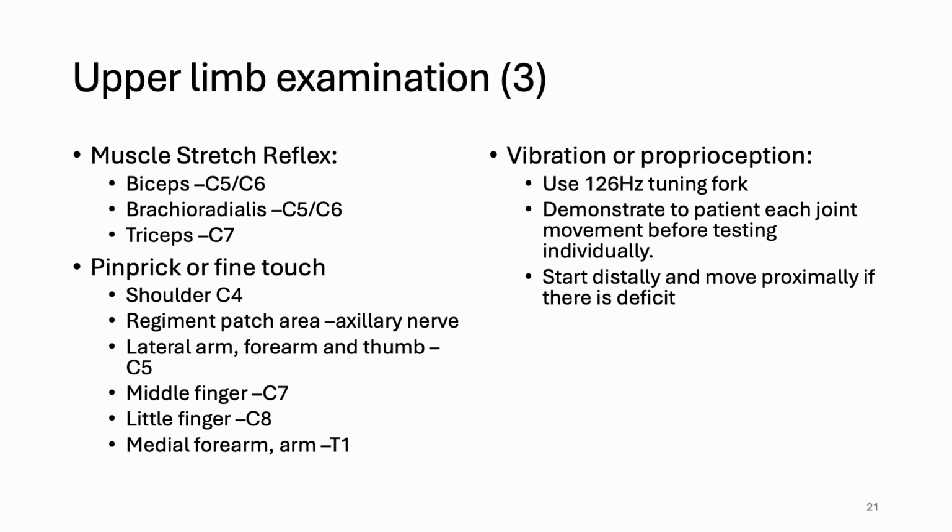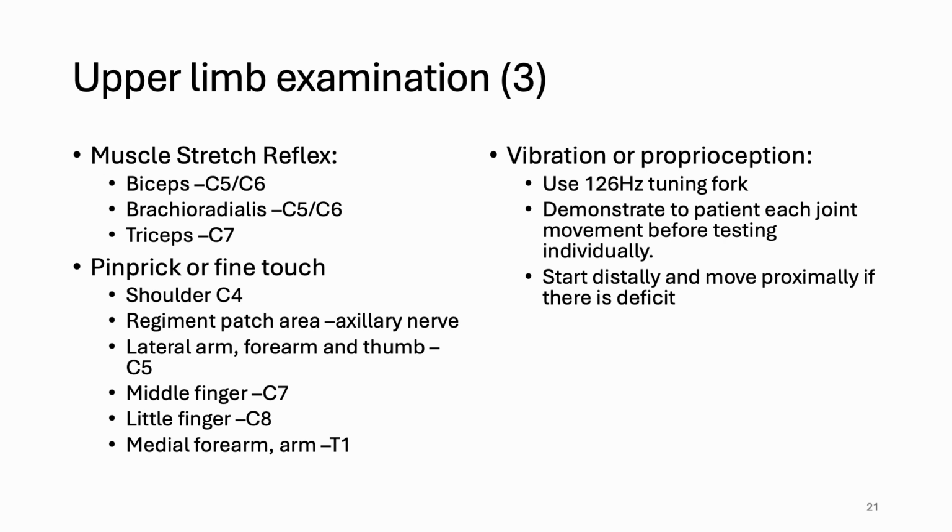Having completed the examinations of tone, power, and reflexes, you should proceed with sensation examinations. To check for pinprick, you would use a neurotip. To check for fine touch, you would use a wisp of cotton bud. Examination should be at the shoulder area, regimental patch area, lateral arm, forearm, and thumb, middle finger, little finger, and medial forearm and arm. The corresponding dermatomes are stated.